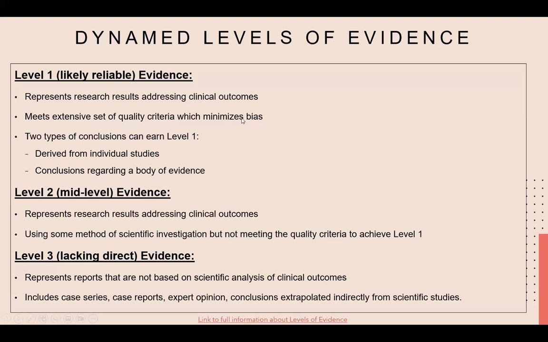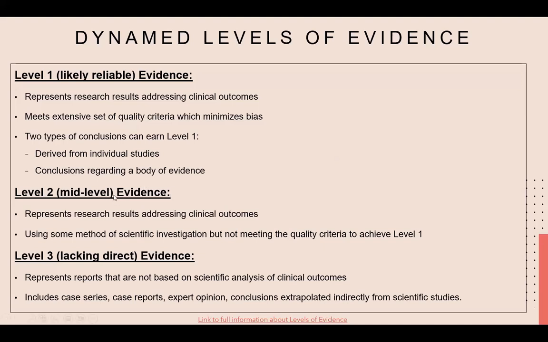So level 1 is the strongest. It's a very likely reliable study. So the study has been analyzed. It meets a high standard of quality, and the evidence from there can be relied on more confidently. So these are from randomized controlled trials, or the conclusions are from a large body of evidence.